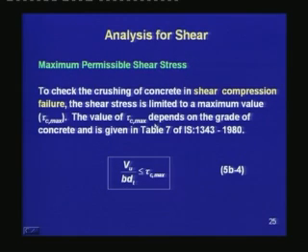The value of tau c max depends on the grade of concrete and is given in Table 7 of IS 1343-1980. Thus, Vu divided by b times dt should be less than tau c max. That is, whatever is the loading, the shear stress that comes in the section should be less than the maximum permissible shear stress in the concrete. This is to avoid a sudden shear compression failure.